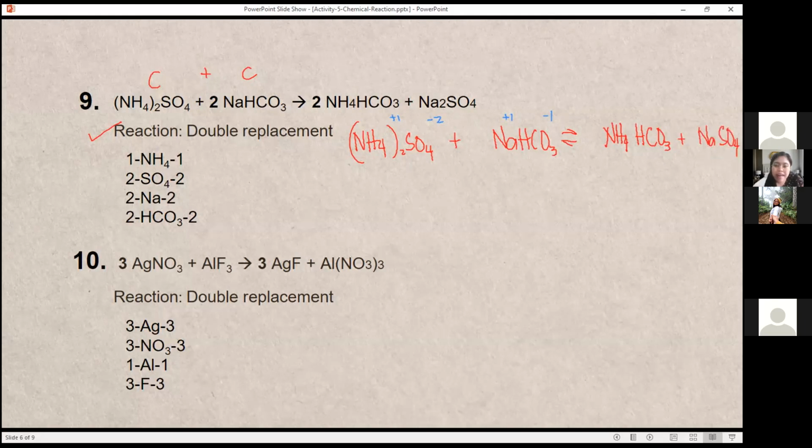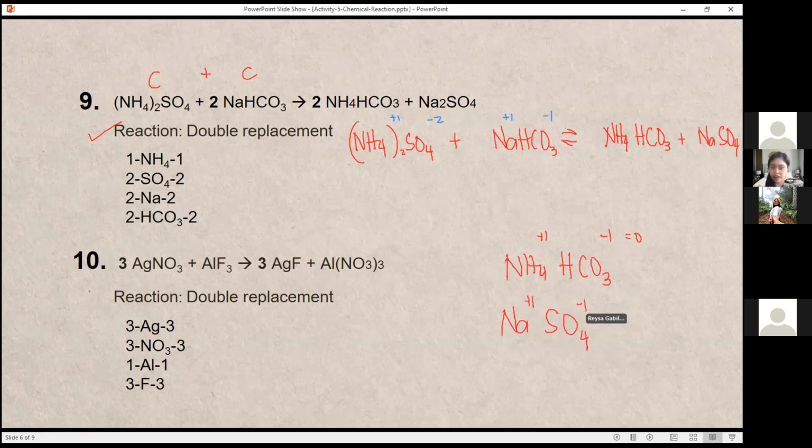Before ka mag-balance, check mo muna kung kailangan ba ng subscript dyan. So, NH4 HCO3, NH4 is positive 1, bicarbonate is negative 1. This is equal to 0. So, this is already correct. No need for additional na subscript. And then for NaSO4, sodium is positive 1, sulfate is negative 2.